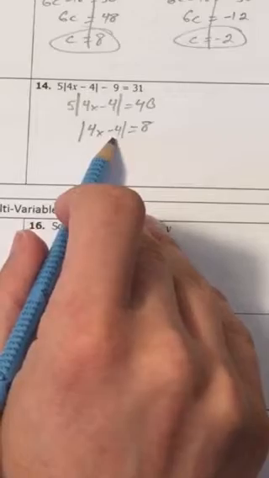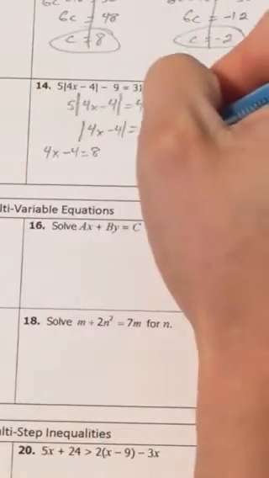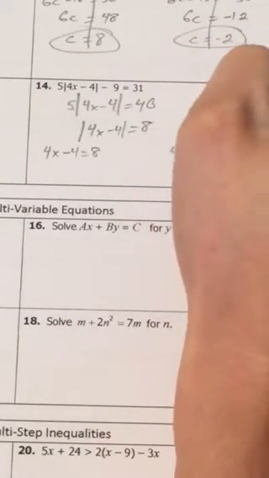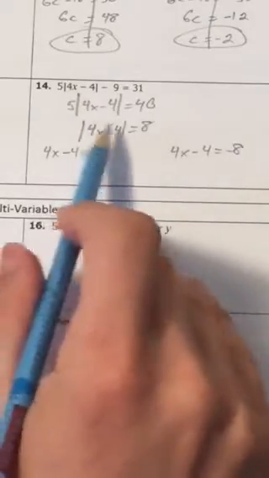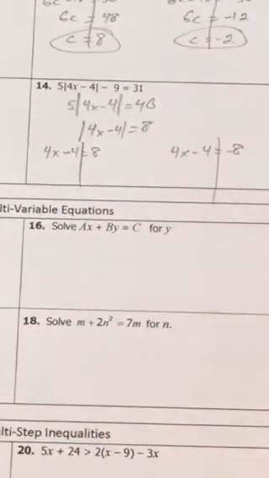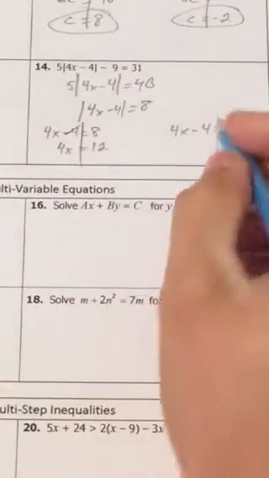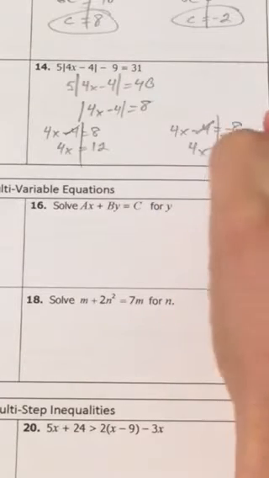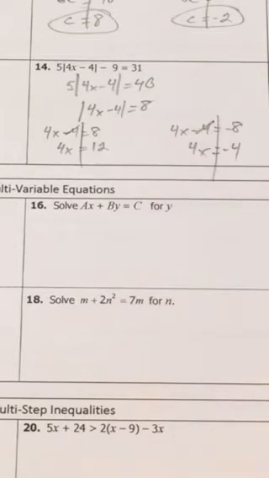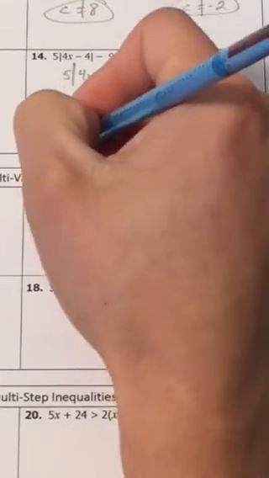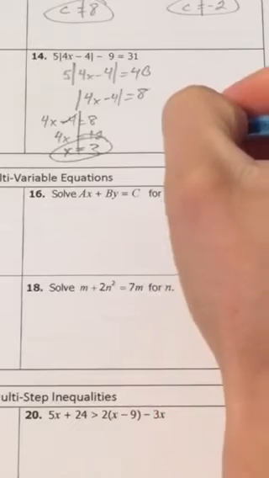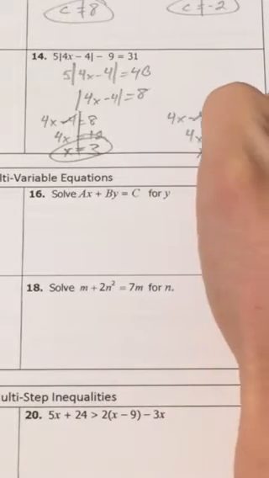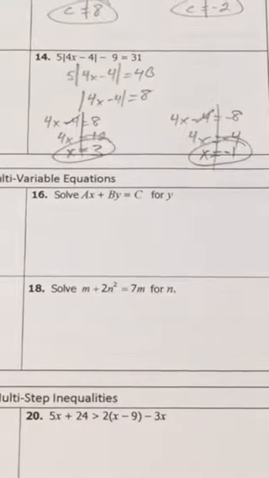Okay, now that I have the absolute value isolated, I'm going to create two equations. So I have 4x minus 4 equals 8, and 4x minus 4 equals negative 8. So you're just creating a positive and negative version of this equation, and you're going to solve them both. So I'm going to start both of them by adding 4 to both sides. So that's going to cancel this out, and it's going to be 4x equals 12. And if I add 4 to both of these sides, that's going to cancel that out, and that's going to be negative 4. I'm going to divide by 4, so I'm going to have x equals 3, or x equals negative 1. Okay, so that was for the honors.